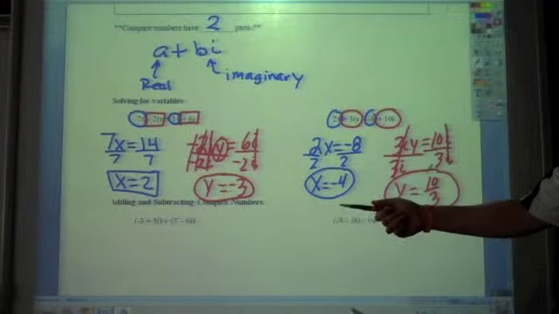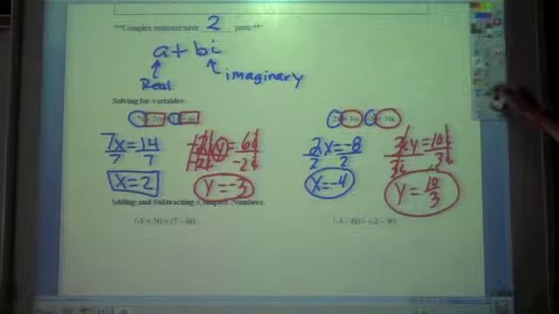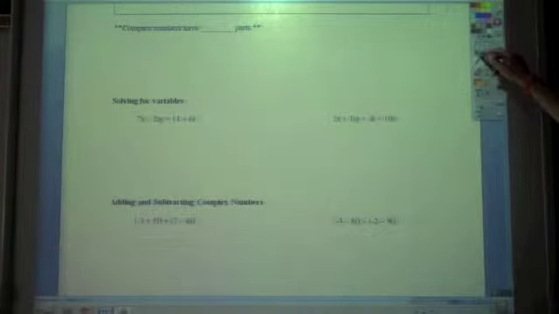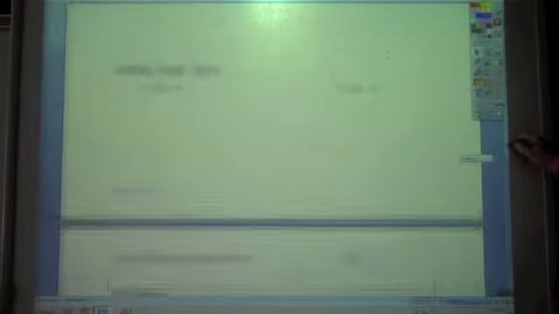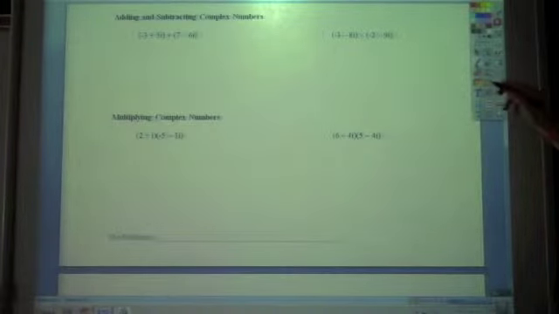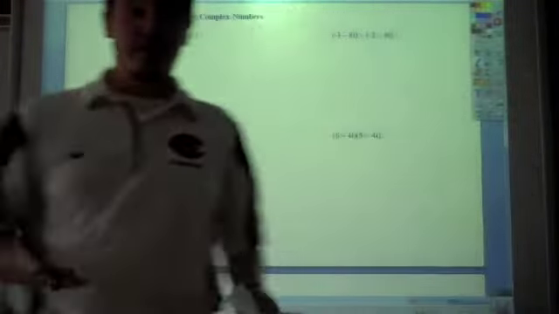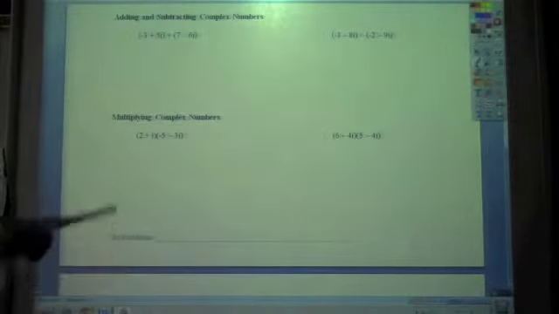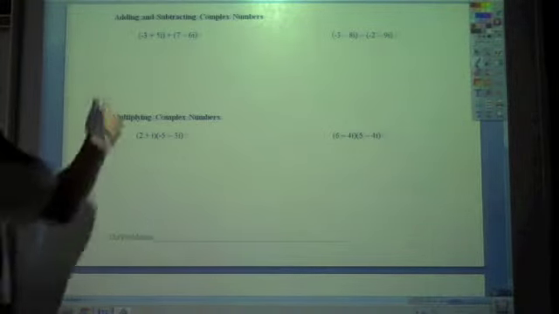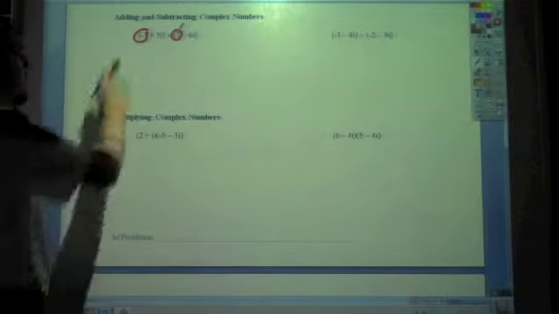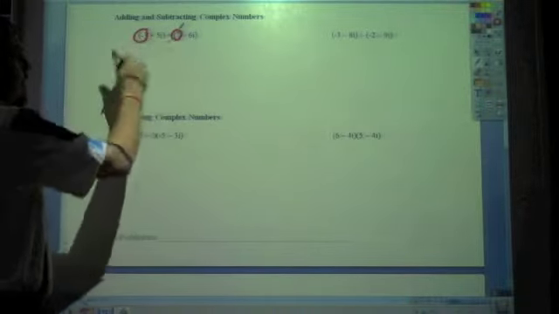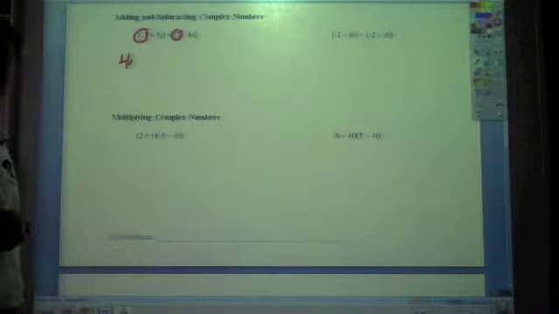Next, we're going to talk about adding and subtracting complex numbers. Adding and subtracting complex numbers is really no different than adding and subtracting regular numbers. It's just like adding numbers with variables. You can only add together things that are similar. So just like a minute ago, you're going to find the real parts, negative 3 and 7, and put them together. Negative 3 plus 7 is going to be 4.